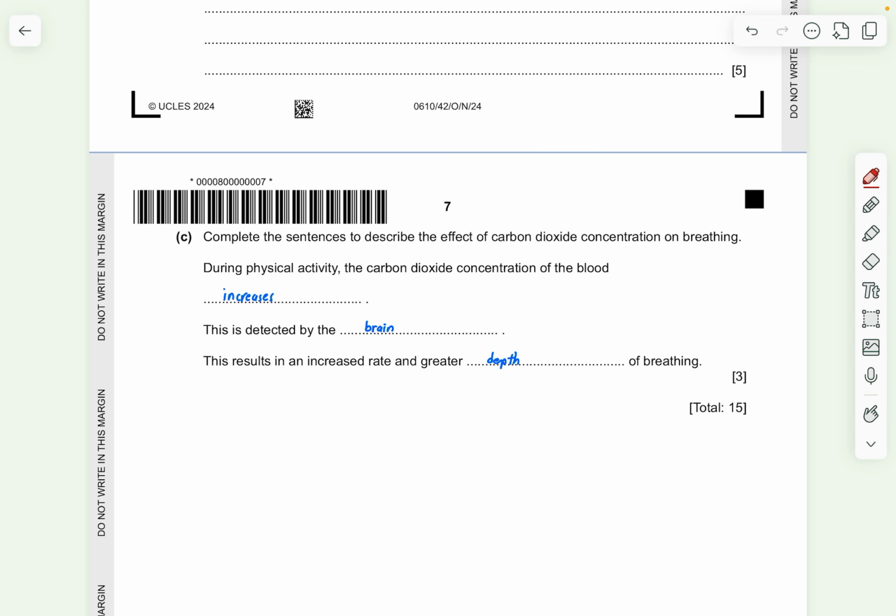So during physical activity, the CO2 concentration of the blood will increase, because you are constantly breathing in and out, so sometimes you do not have enough oxygen to replenish your muscles. So in the blood, there'll be much higher CO2. And this will be detected by the brain, because the brain controls all of your processes. And what happens as a result? It increases the rate and greater depth of breathing.